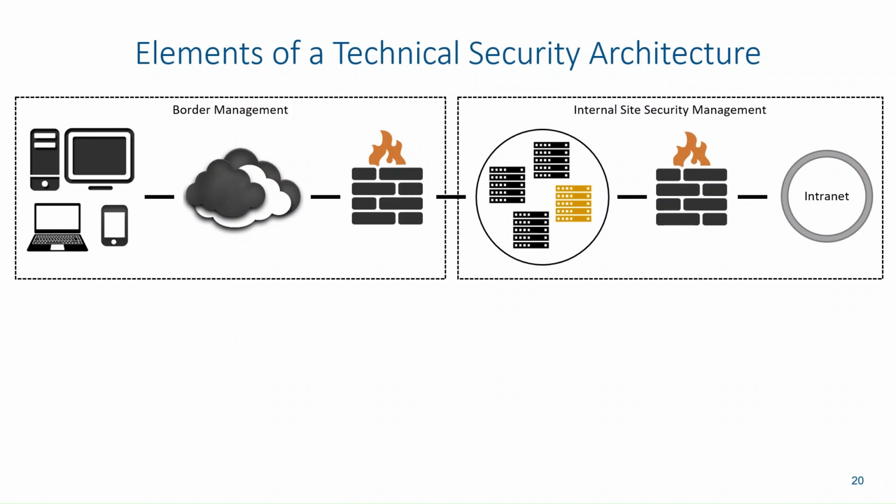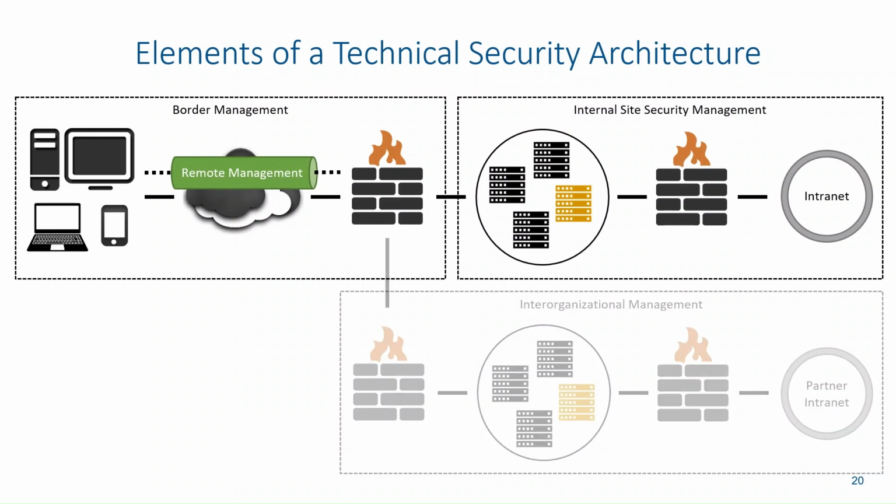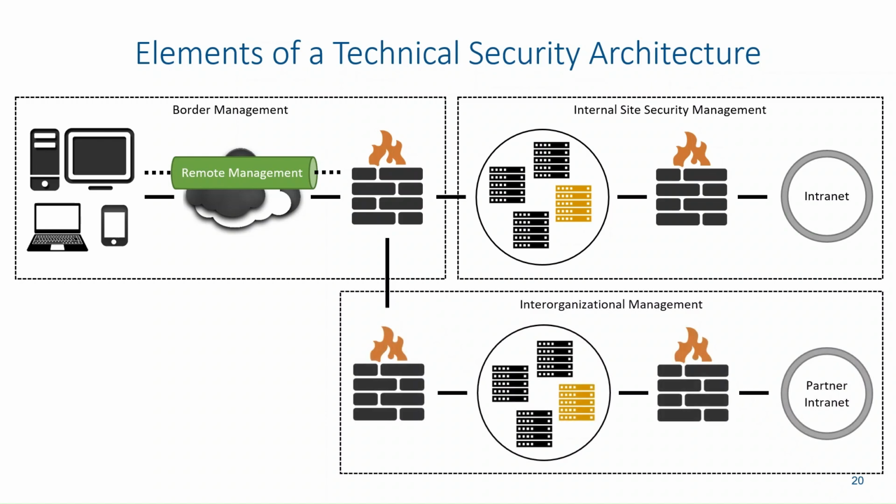An intranet is basically a term that refers to all the computers and servers and devices that are within an organizational network. Another thing that we need to consider as part of this architecture is remote management, so allowing individuals to gain access to the network using VPNs. Additionally, some companies interact with other companies with the same kind of environment, and this is called interorganizational management.